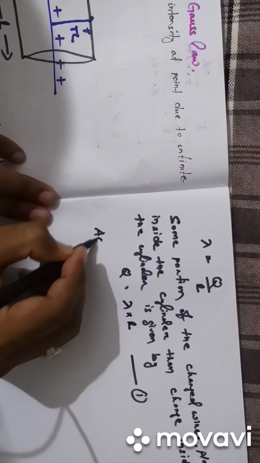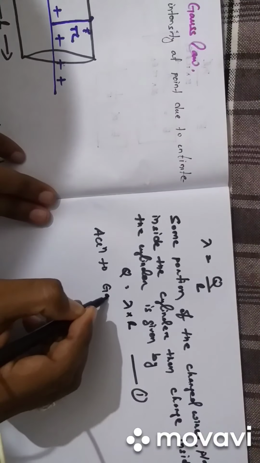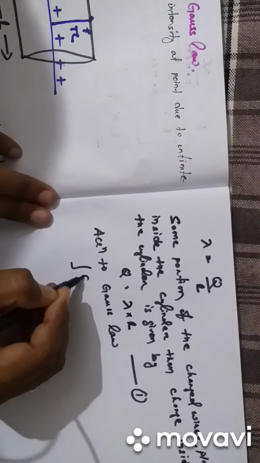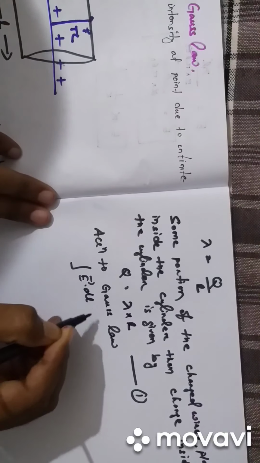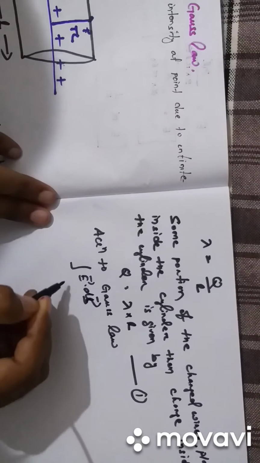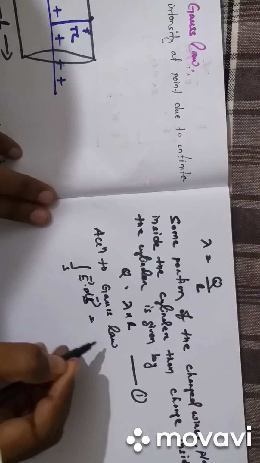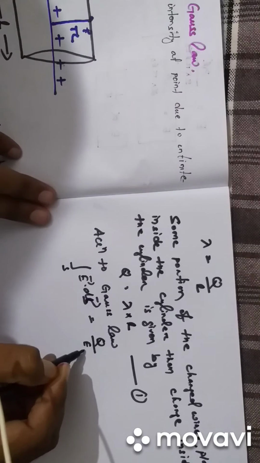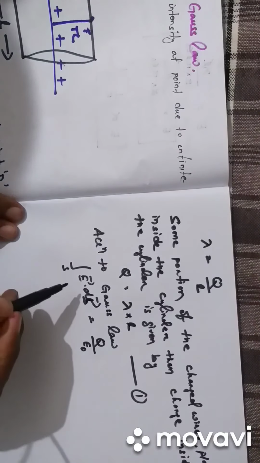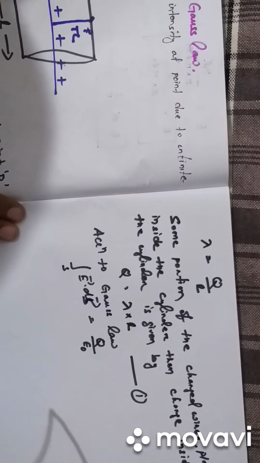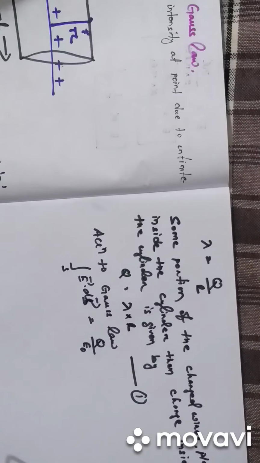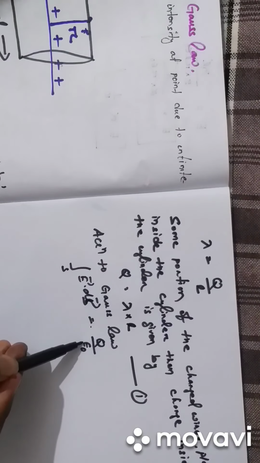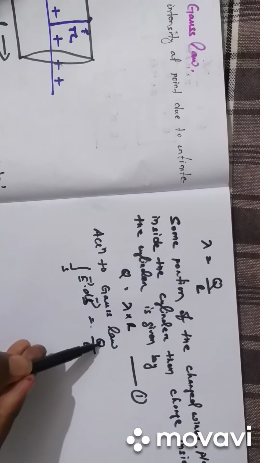According to Gauss law, the surface integral of electric field intensity, that is the surface integral of E dot ds, is equal to total charge over epsilon naught. That means the total electric field lines linked to that surface is equal to 1 by epsilon naught times the total charge enclosed by that surface.